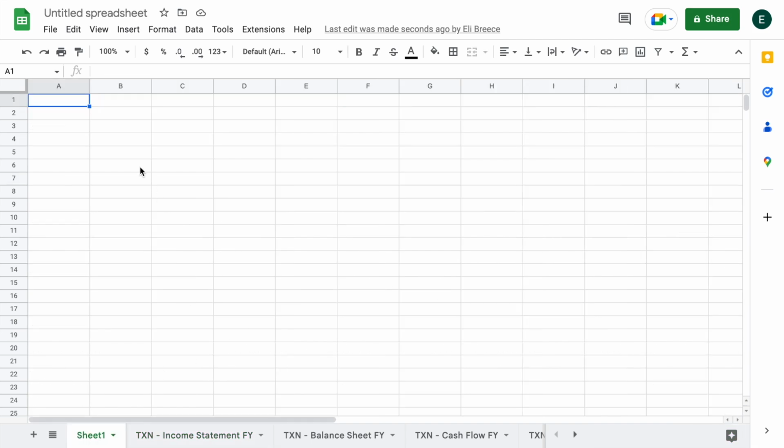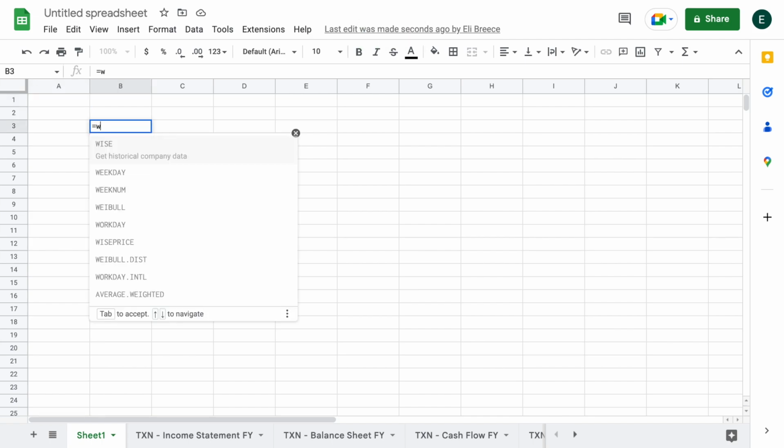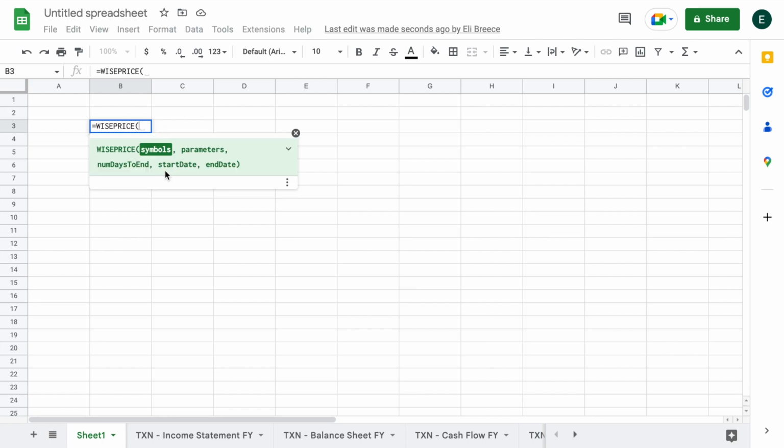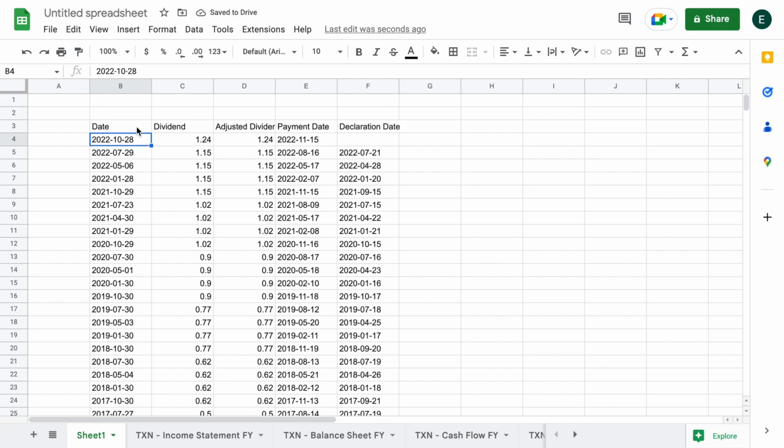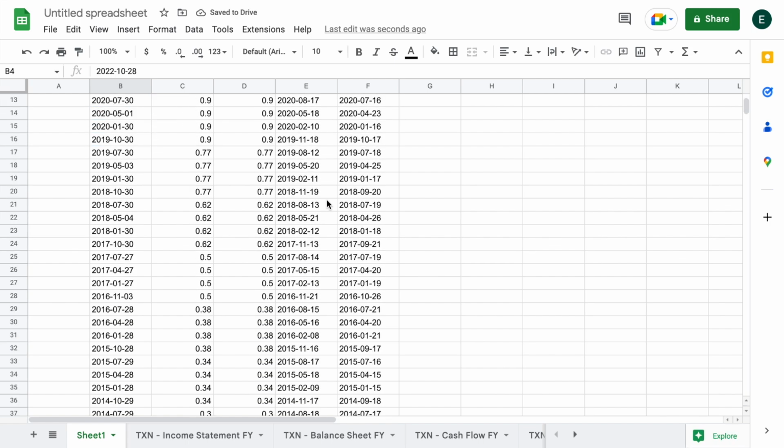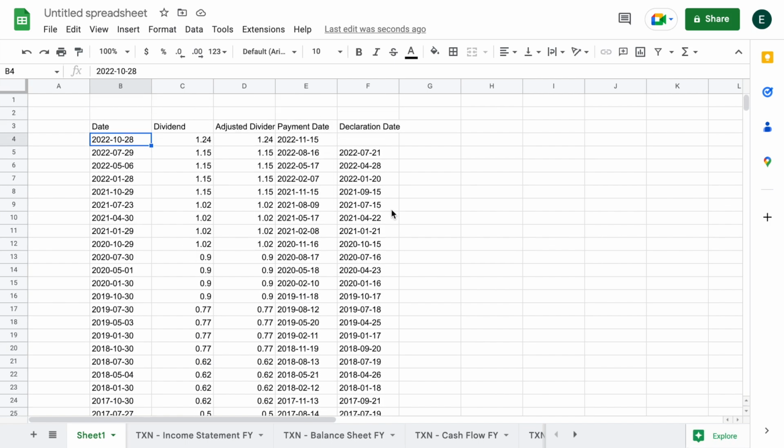Something else great about Wisesheets is we can automatically pull in the historical dividend payments for this company. We come over here and use the wise price function. In quotations, we'll plug in the Texas Instruments stock ticker, comma, and then type out dividend, and hit enter, and we can see we automatically have the historical dividend payments loaded in for Texas Instruments, which will drive our dividend discount model valuation.